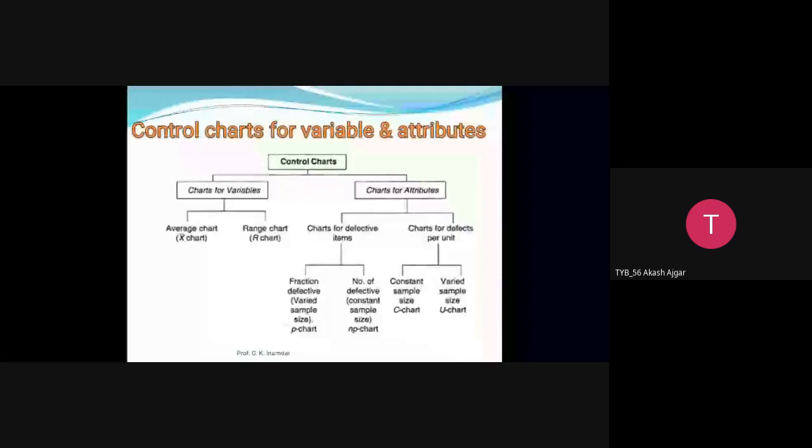So first we will see variable charts. It provides maximum utilization of the information available from the data. So basically variable charts, that means X bar, R, and sigma charts, will provide maximum utilization of the information available from the data.